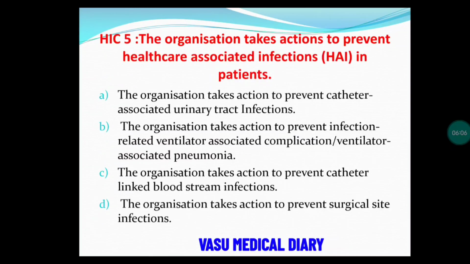HIC 5. The organization takes action to prevent healthcare associated infection in patients. So, in patients, what are we going to do? The organization takes action to prevent catheter associated urinary tract infection. The organization takes action to prevent infection related ventilator associated complication, VAP. And the organization takes action to prevent catheter linked bloodstream infection, that is CLABSI. And the organization takes action to prevent surgical site infection, SSI.